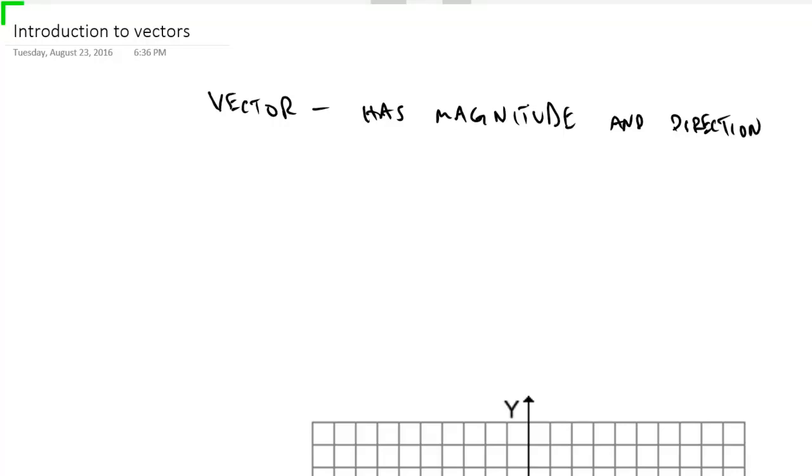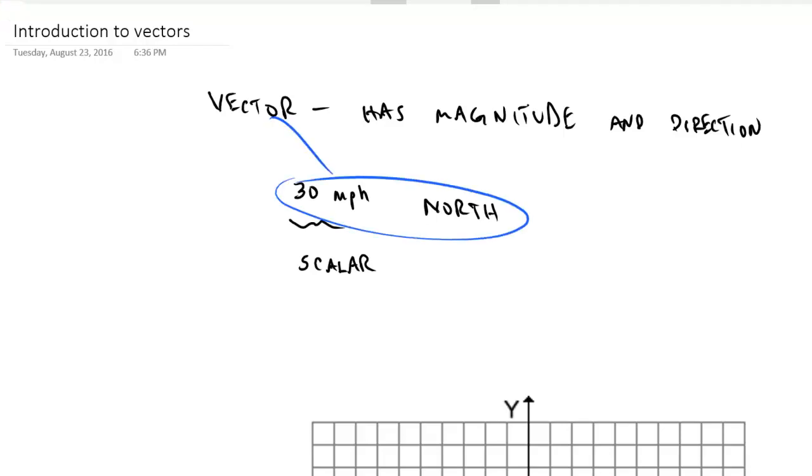For instance, let's say that we have 30 miles per hour. 30 miles per hour gives us a magnitude. It tells us how fast we're moving, but it doesn't give us any direction. So this is a quantity we would actually call a scalar. A scalar does not have any direction associated with it. However, if we say we're going 30 miles per hour, let's say north, now we have a direction here. So 30 miles per hour north is a vector quantity. So this is a vector.